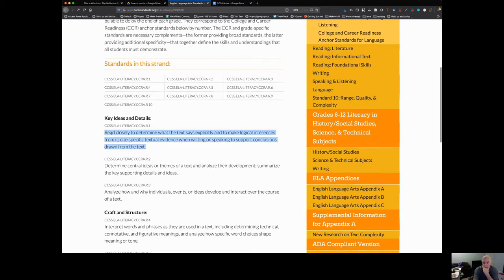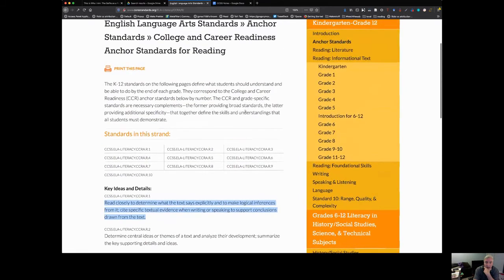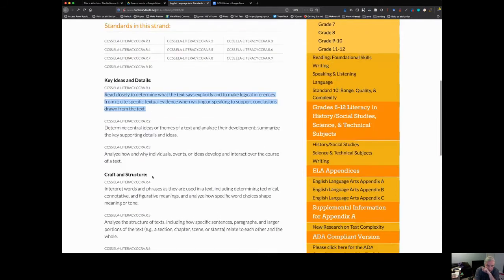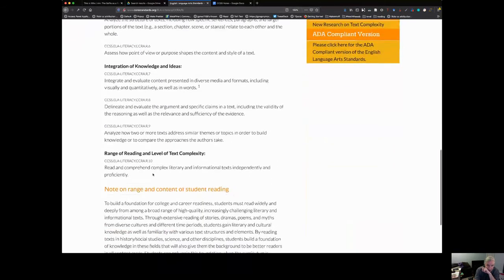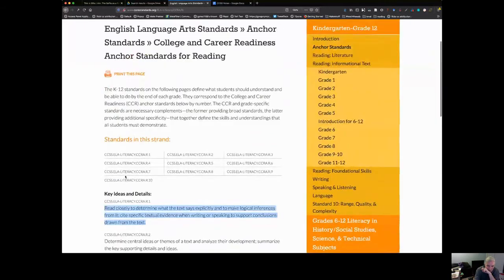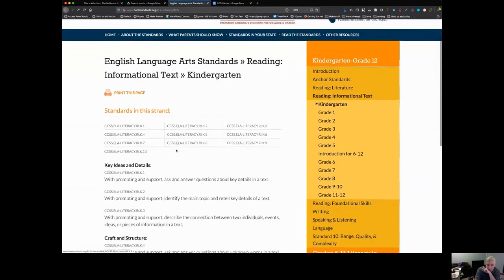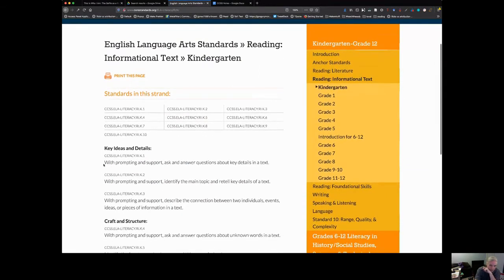So what we are going to do is look at the reading informational text standards, and you're going to choose one of these. See how there's 1, 2, 3, 4, 5, 6, 7, 8, 9. Don't do 10 because it's a sin, but choose 1 through 9. You pick one of them, and we're going to trace those standards from kindergarten. So if I did an example, let's stick with this first one. With prompting and support, ask and answer key questions about details. I'm going to take that one first.